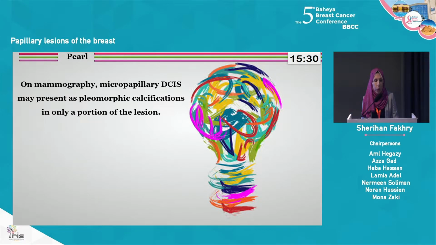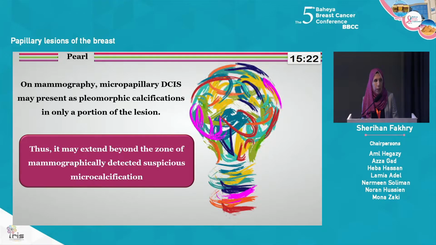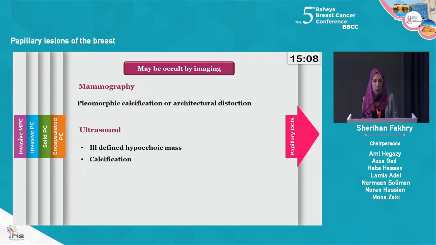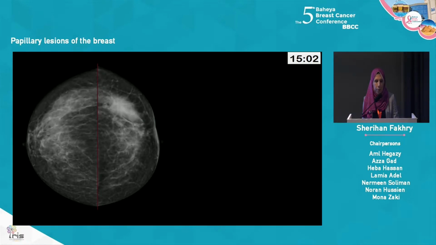So it should be noted that on mammography, micropapillary DCIS may present as pleomorphic calcification in only a portion of the lesion. Thus, it may extend beyond the zone of mammographically detected suspicious microcalcification. It may be occult by imaging or present on mammography as pleomorphic calcification or architectural distortion, by ultrasound as an ill-defined hypoechoic mass or calcification, and by MRI as non-mass enhancement.